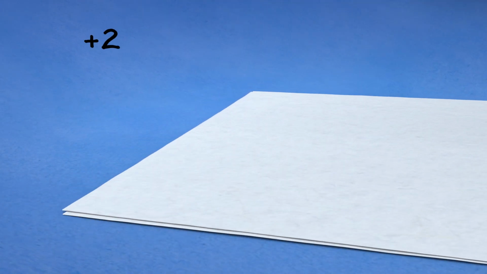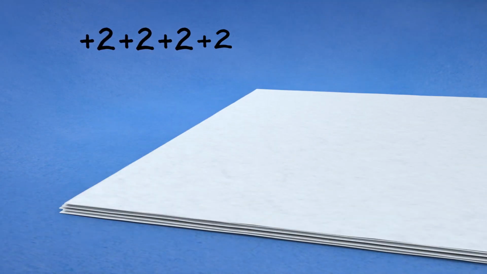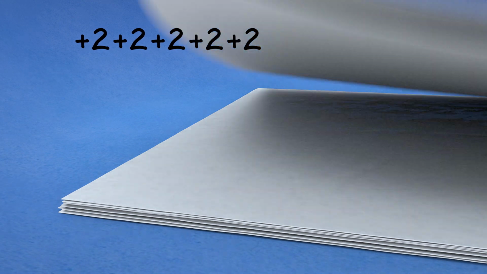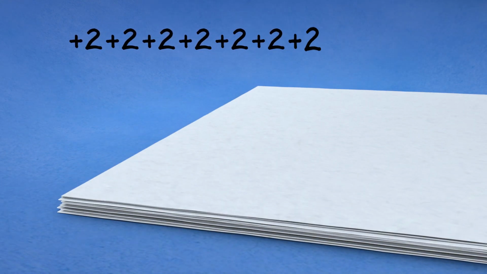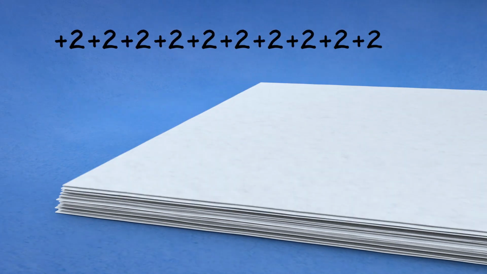We can visualize this by building a stack of paper. Let's build our stack by laying down 2 sheets of paper at a time. Each time we lay down 2 sheets, we're adding 2 to the thickness of the stack. We can add a thickness of 2 onto the stack over and over again.